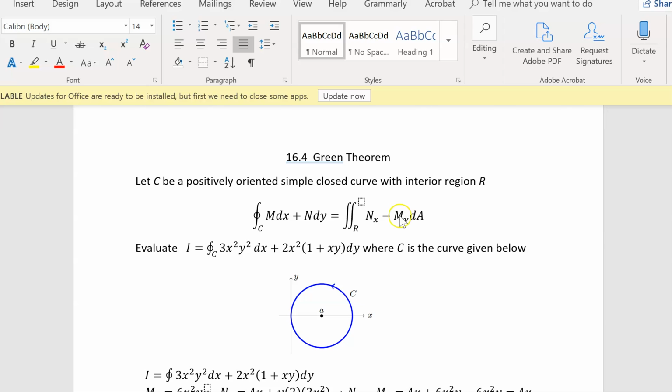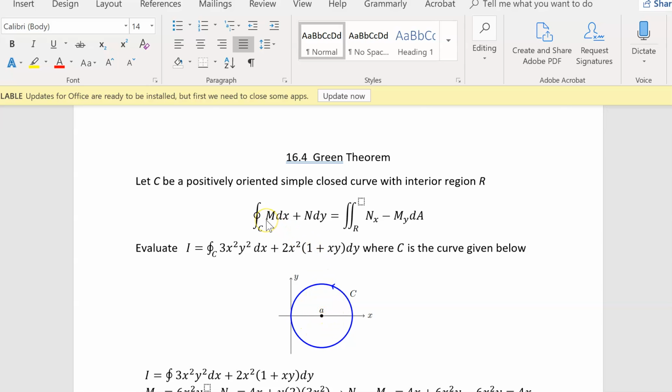Suppose we have a line integral across a certain curve. So this curve is C, and it has to be closed. So a simple closed curve, positively oriented, and then the curve encloses a certain region. So what it does is it gives a connection between the line integral along the curve as well as the double integral across the surface.